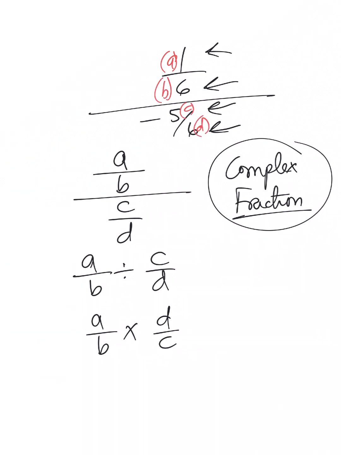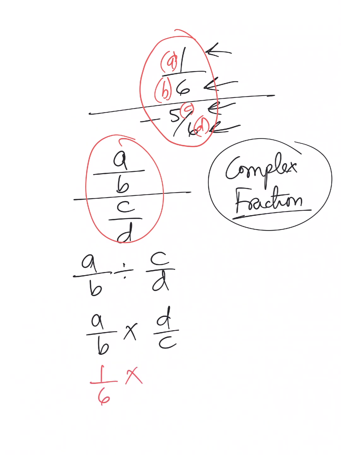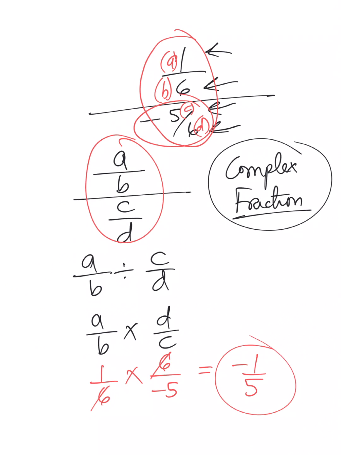So basically, imagine if these are representing this situation. That means that A over B, so that's 1/6, just stays the same, times you flip the denominator, 6 over negative 5. So the 6 will cancel, and our final answer will be negative 1/5. So it is a little more work there, but the principle is what is used with complex fractions. So don't be discouraged. We're going to be discussing this more.